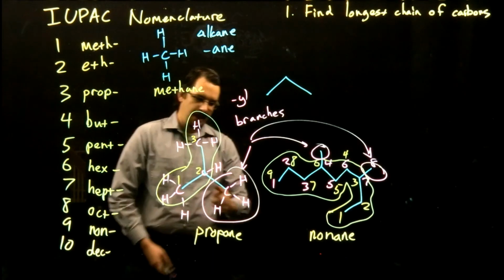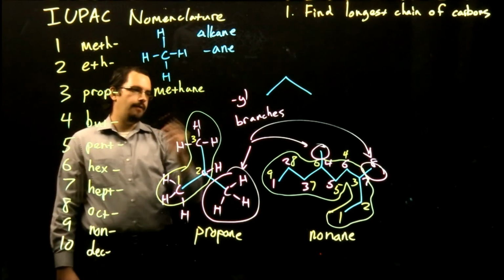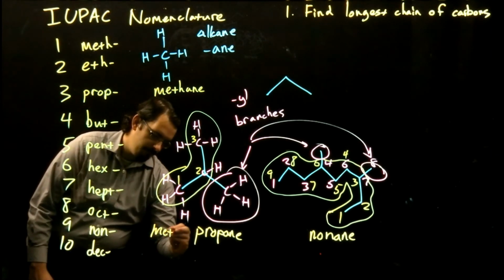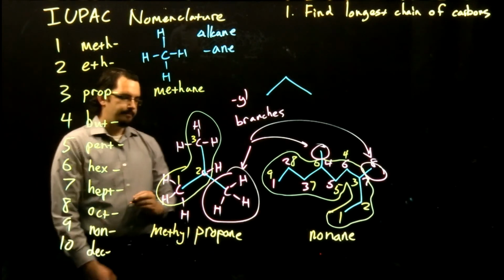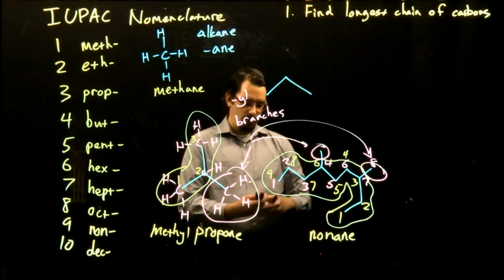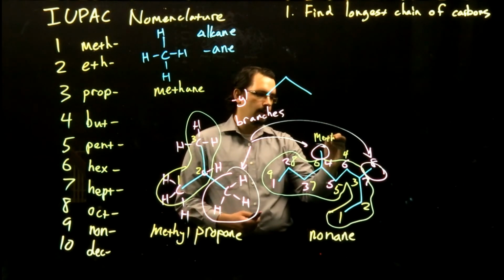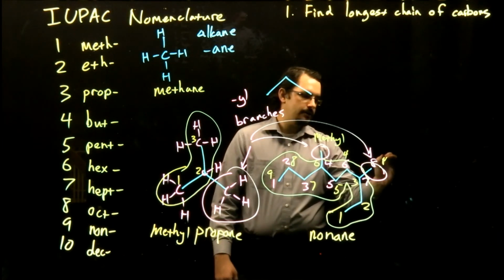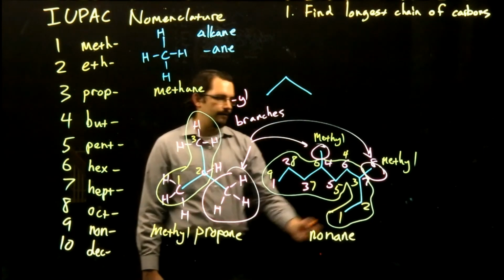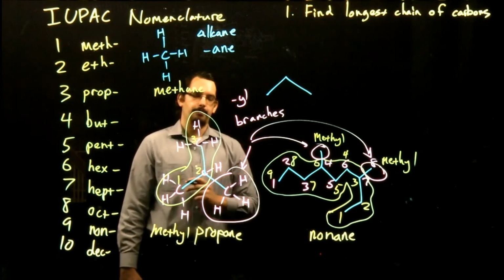So right here, of course, we have a single carbon, so that would be my meth prefix. I add the YL, methyl, and this would be methyl propane. Over here with my nonane, I have one branch here. This would be methyl because it has a single carbon. I have another branch here. This would also be methyl, since we have a single carbon there as well. So I have 2 methyl branches.